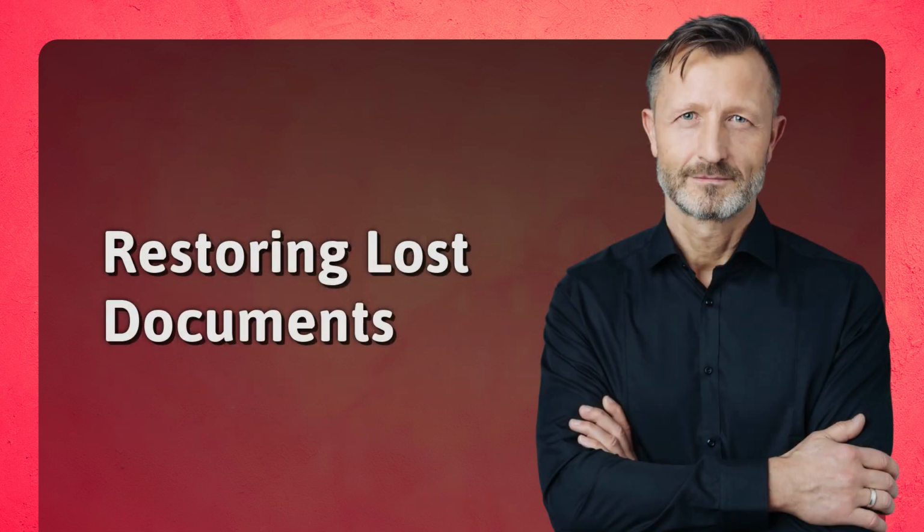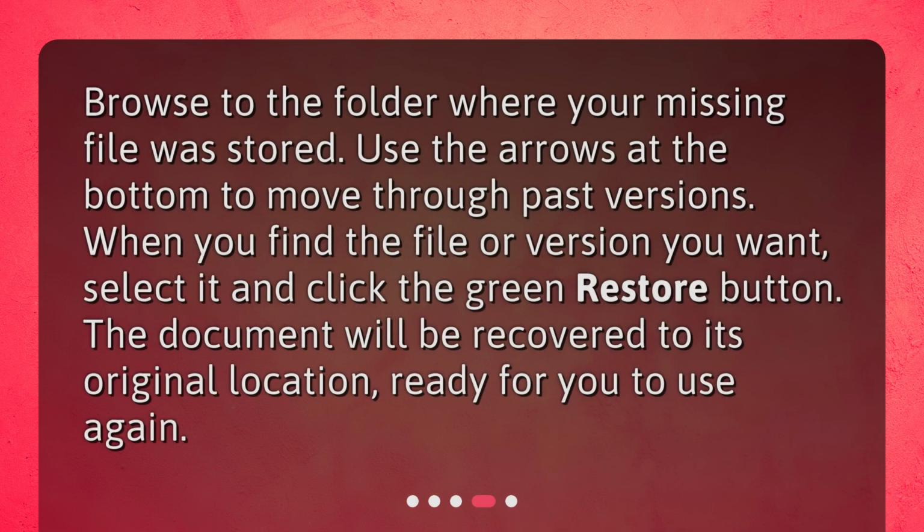Restoring lost documents. Browse to the folder where your missing file was stored. Use the arrows at the bottom to move through past versions. When you find the file or version you want, select it and click the green Restore button. The document will be recovered to its original location, ready for you to use again.